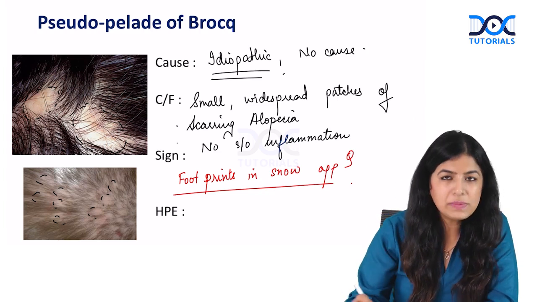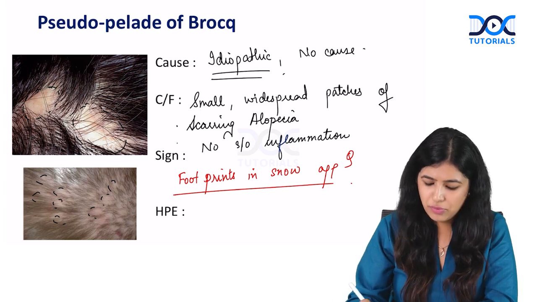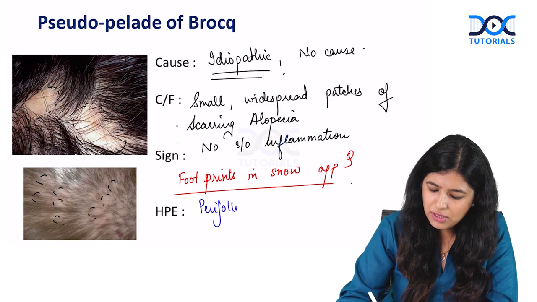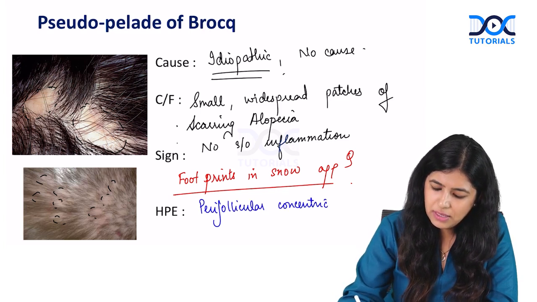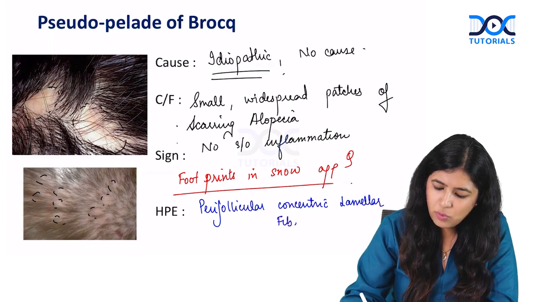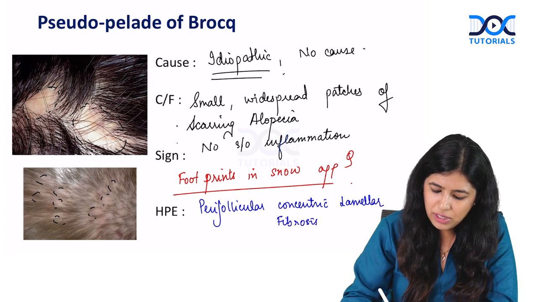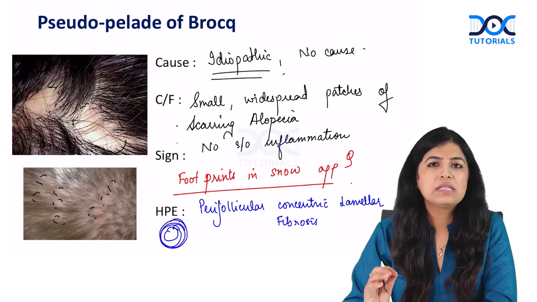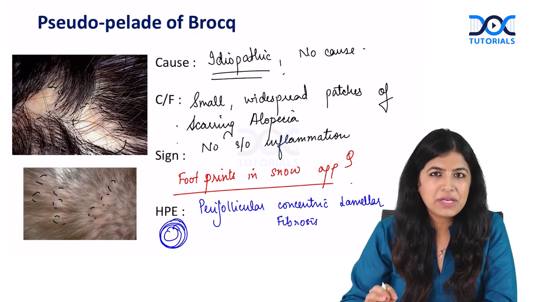And when a biopsy is taken from pseudopelade of Brock, the finding is a perifollicular concentric lamellar fibrosis. So what we see is a perifollicular concentric lamellar fibrosis. This is otherwise a non-inflammatory disease.